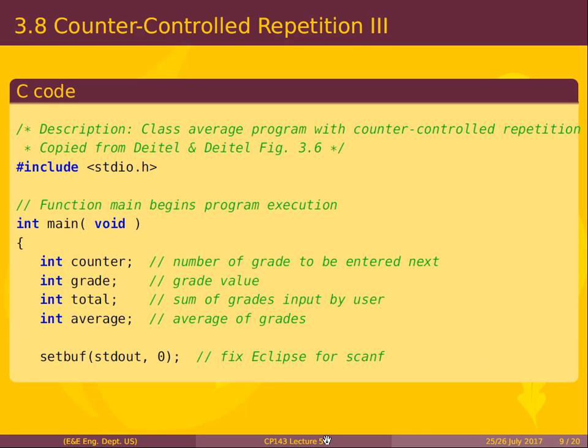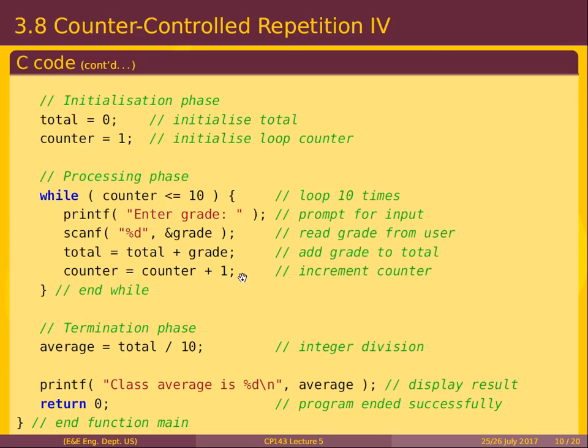Okay, now here's the C code to show what it looks like. We've got our simple program beginning structure. You guys should know this by now. It includes standard IO and main. And here we go, here are the variables that we're going to use: the counter, the grade, the total, and the average, all integers. And this setbuf, as I said, fixes Eclipse for the scanf and printf statements. Now, before we execute this while loop, it has a test of the counter against 10.